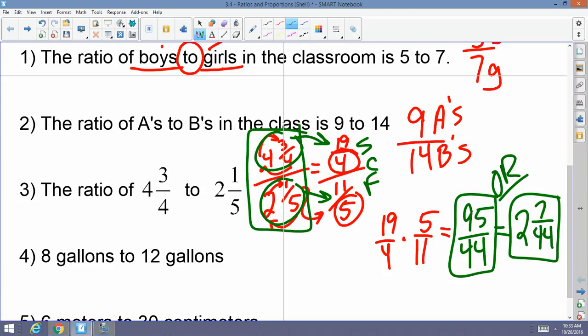I knew it. If we look at number 4, it says 8 gallons to 12 gallons. What's the ratio there? Yeah, you got 8 over 12. Now, whenever we have a ratio, we always want to reduce it. So what would that reduce to? Yes, you can divide 2 into both the numerator and denominator. So that would be my ratio: 2 gallons to 3 gallons. That makes sense? May I continue? Thank you, gentlemen.